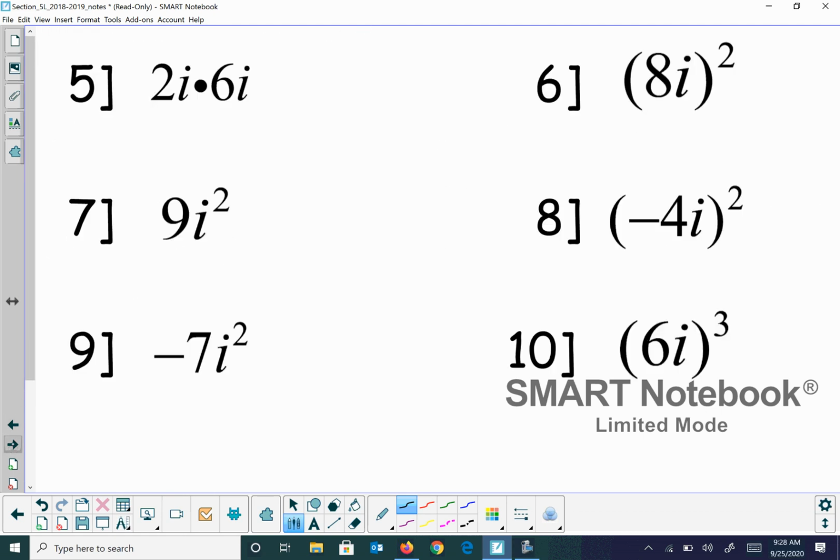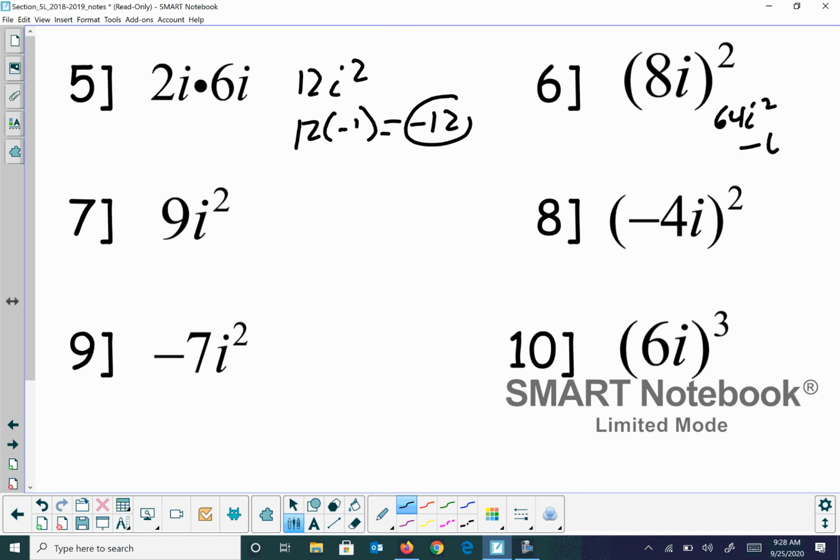Okay, so now we're going to multiply these. It's going to give me 12i squared. Hey, what did we say i squared was equal to? Yeah, it's equal to negative 1, so that's going to be 12 times negative 1, so that gives me an answer of negative 12. This next one will be 64i squared. i squared is negative 1, so my answer is negative 64. 9i squared is going to give me negative 9 because i squared is negative 1.